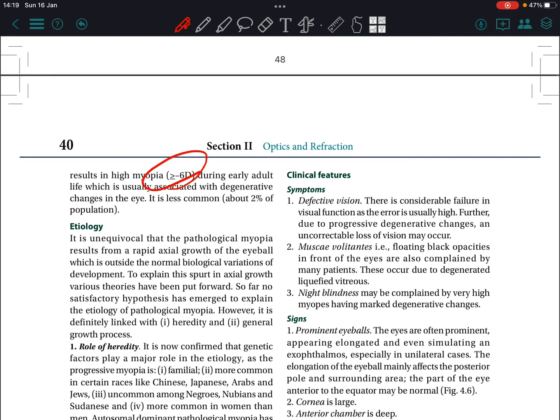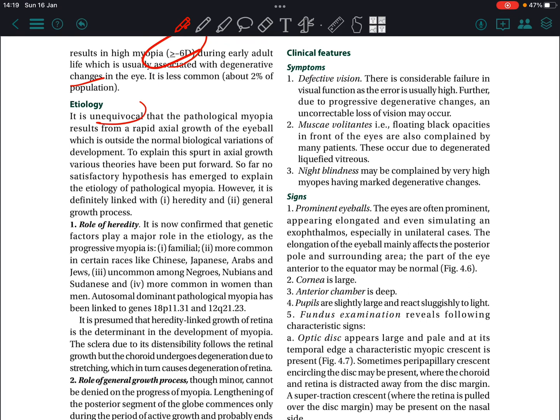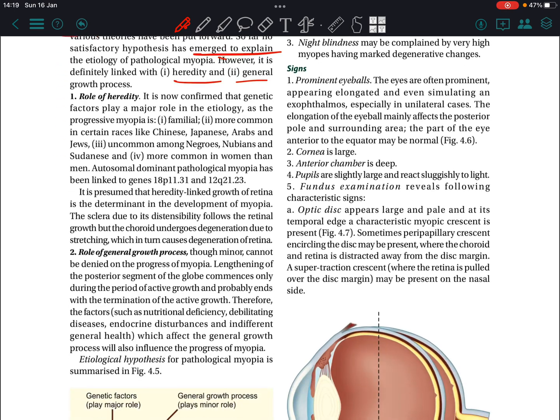High myopia, greater than or equal to minus 6.0 D during early adult life, with degenerative changes in the eye. Etiology: it is unequivocal that pathological myopia results from a rapid axial growth of the eyeball, which is outside the normal biological variation of development. So far, no satisfying hypothesis has been developed. However, it is definitely linked to hereditary and general growth processes.